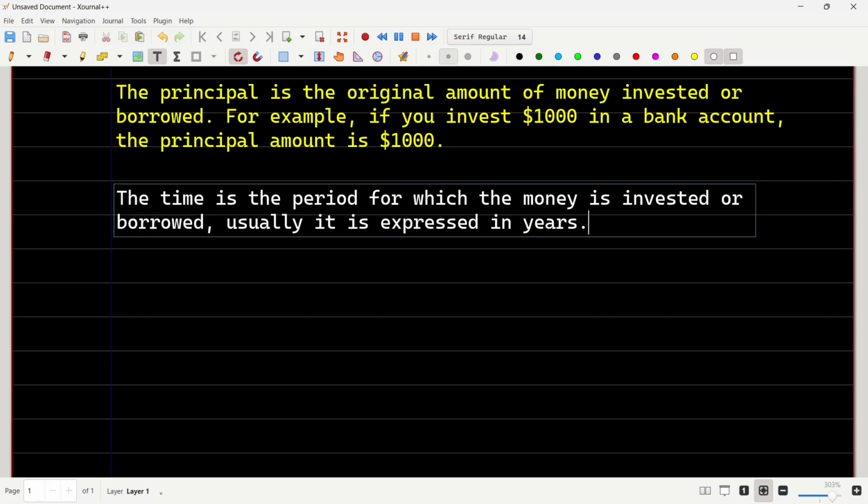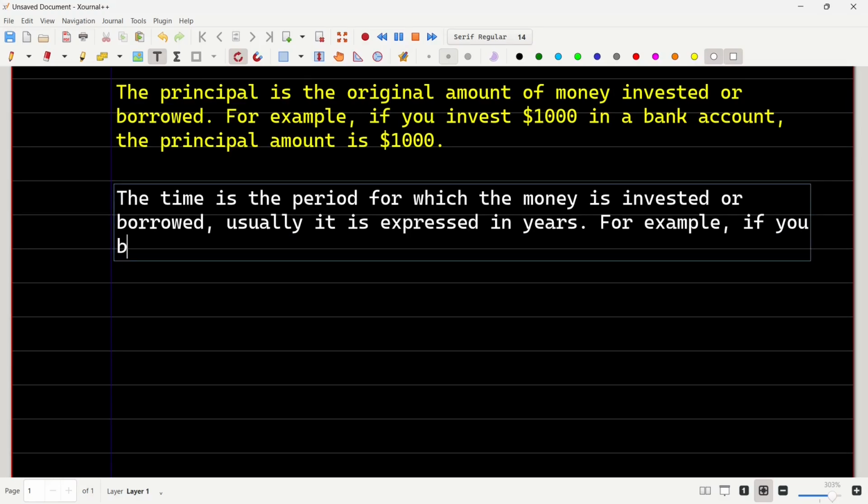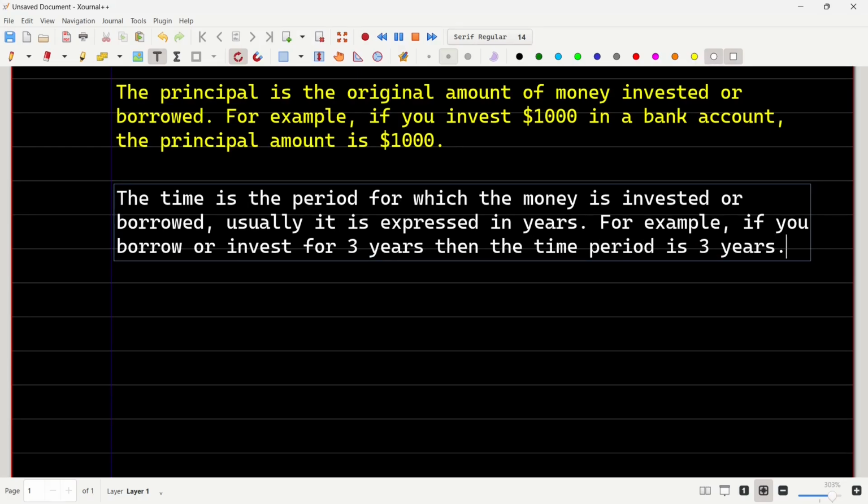So for example, if you make an investment for 3 years, then the time period or the time would be 3 years, right? So for example, if you borrow or invest for 3 years, then the time period is 3 years. All right, let's go on to the next one, which is the rate.